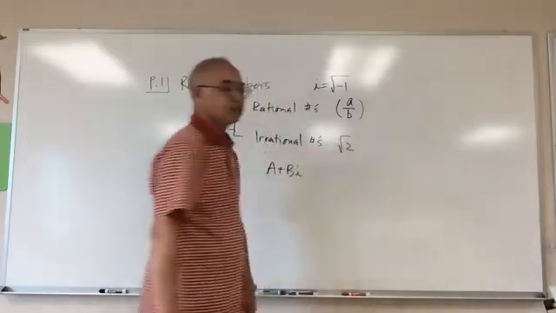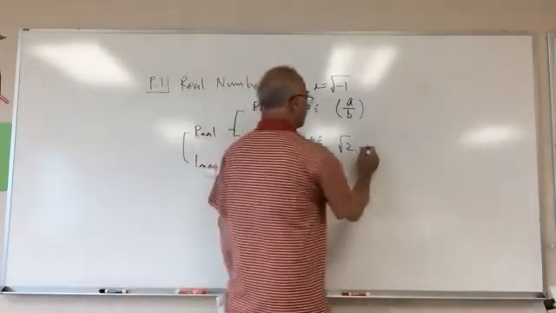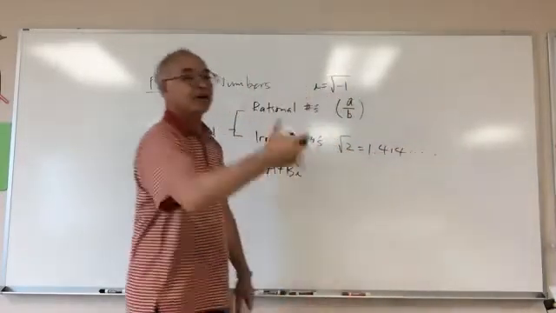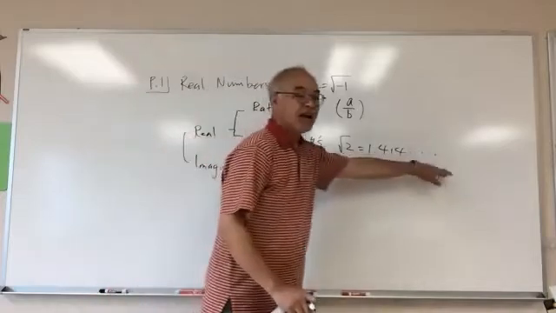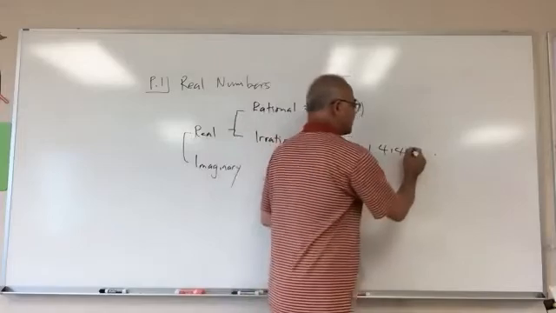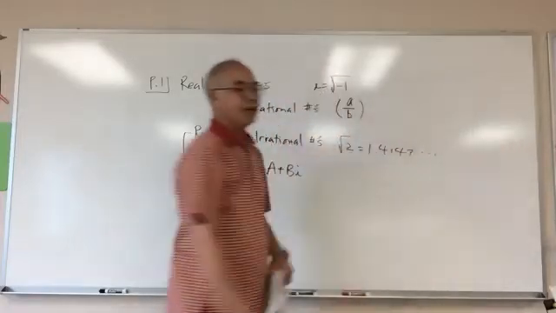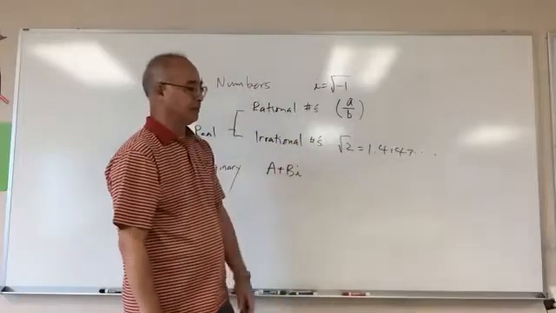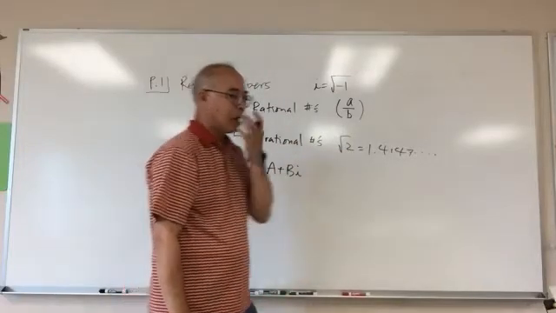Root 2, for example, is 1.414 and so on. It continues on, and this does not repeat itself. It looks like it repeats itself, but actually I think this is a 7, and it goes on and on. It does not repeat itself. It's an irrational number.